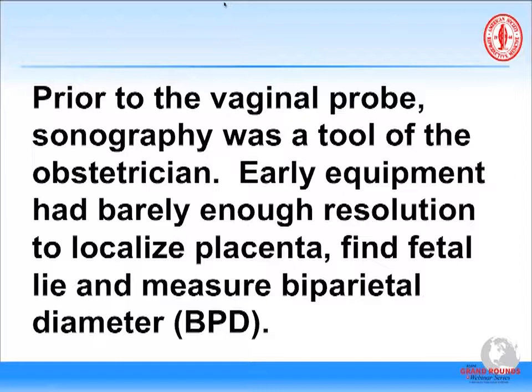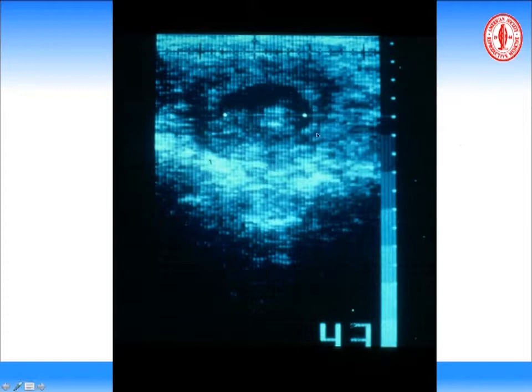Prior to the vaginal probe, ultrasound really was a tool of the obstetrician. Early equipment had barely enough resolution to do very crude things, anterior versus posterior placenta, vertex versus breech, measure of BPD, and people were often running in the obstetrical ultrasound business. And in fact, if you look at this early linear array real-time scan, this is a fetus at 4.3 centimeters or 11 weeks of gestation, and invariably somebody said, well, why didn't you put the cursor here instead of here? And I will admit there was some imagination in the early days of ultrasound.